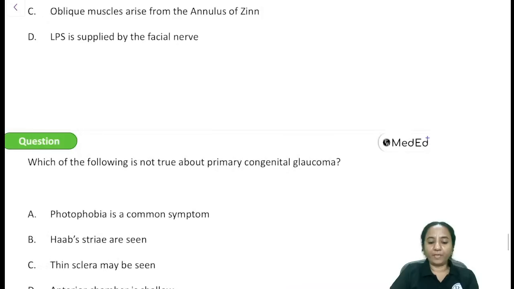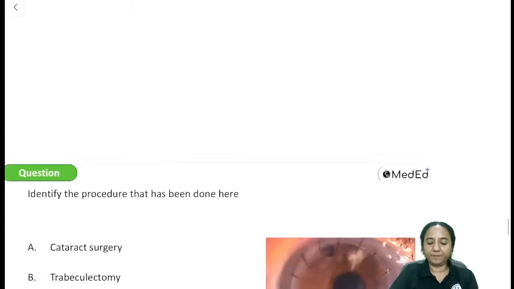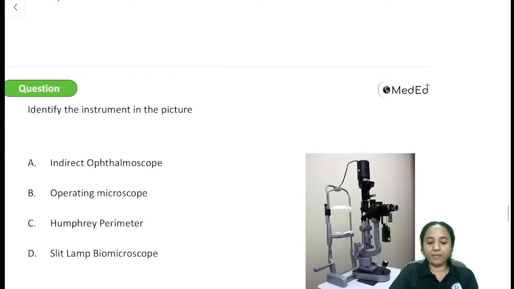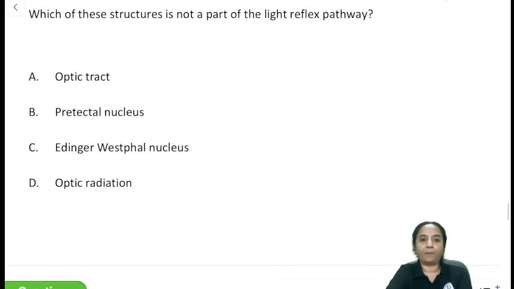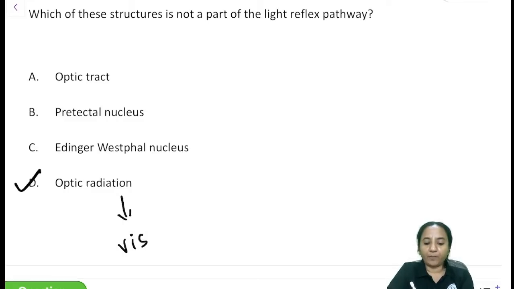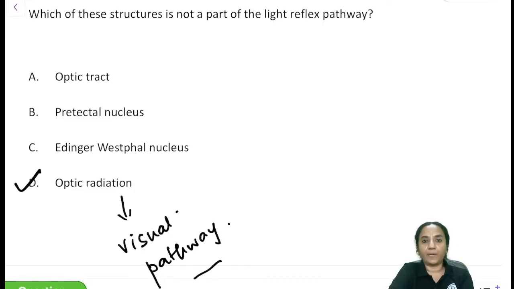Chalo, let's go to the next question. Which of the following is not a part of the light reflex pathway? The answer is optic radiation. Now, optic radiation is a part of the visual pathway, but it's not a part of the light reflex pathway.